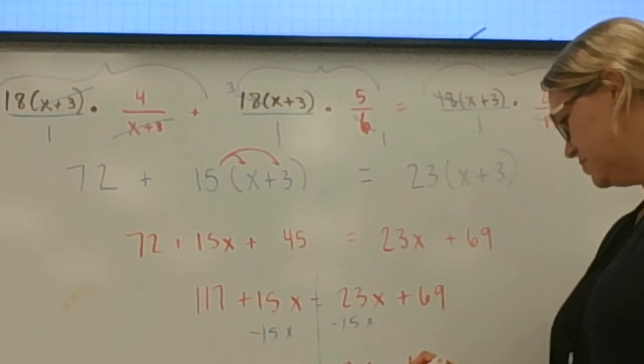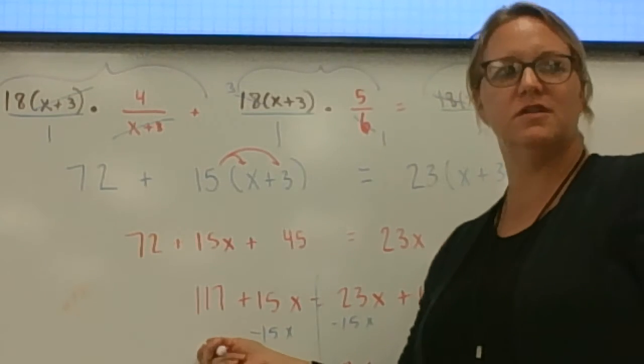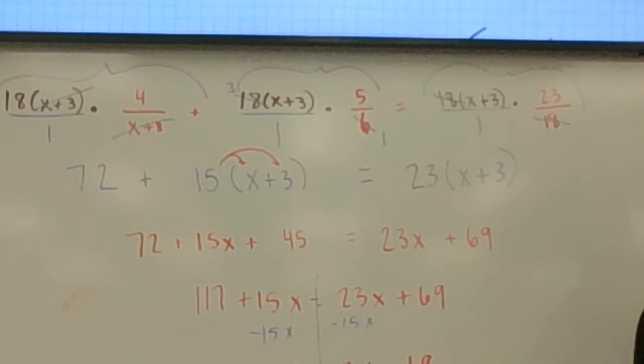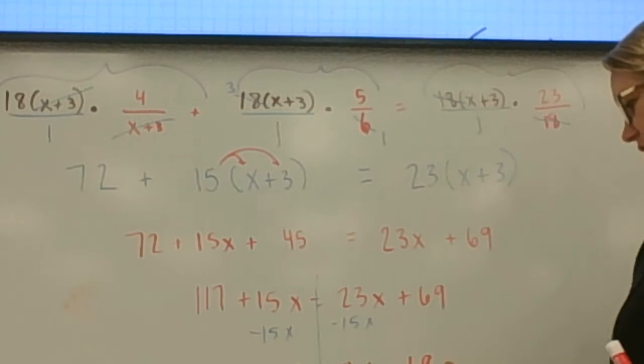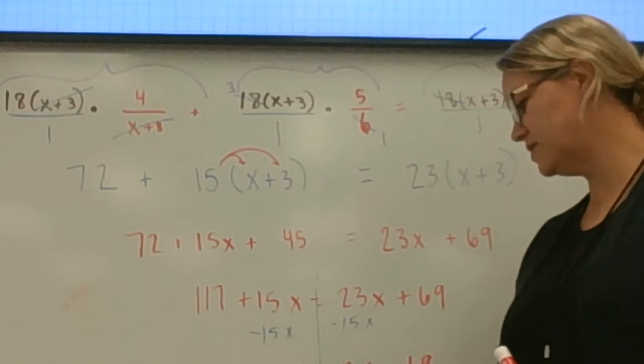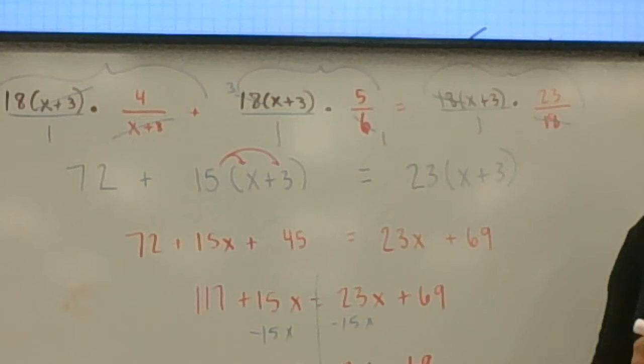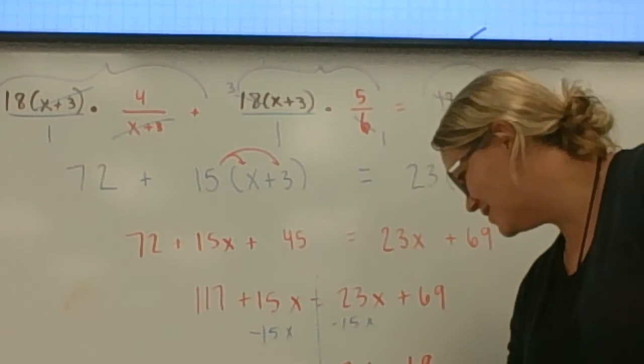I'm nervous about some of my numbers here. Can anybody verify 117 in here? And what's 117 take away 69? 28.